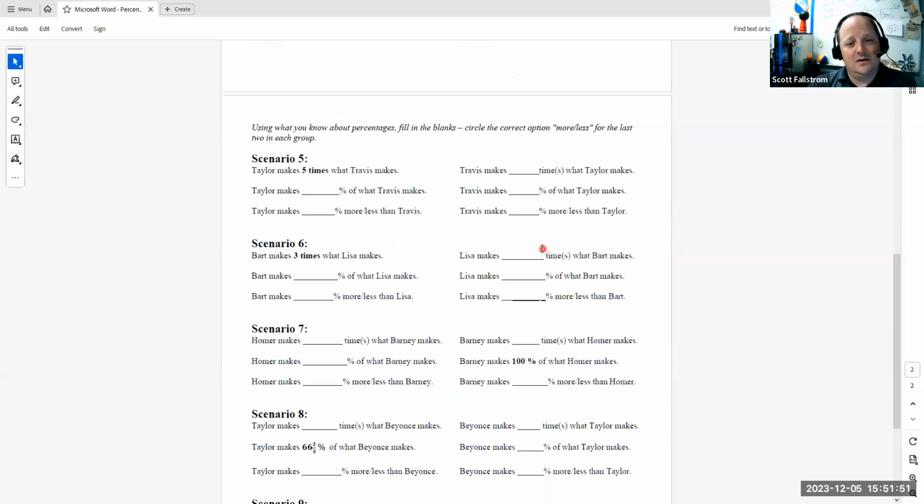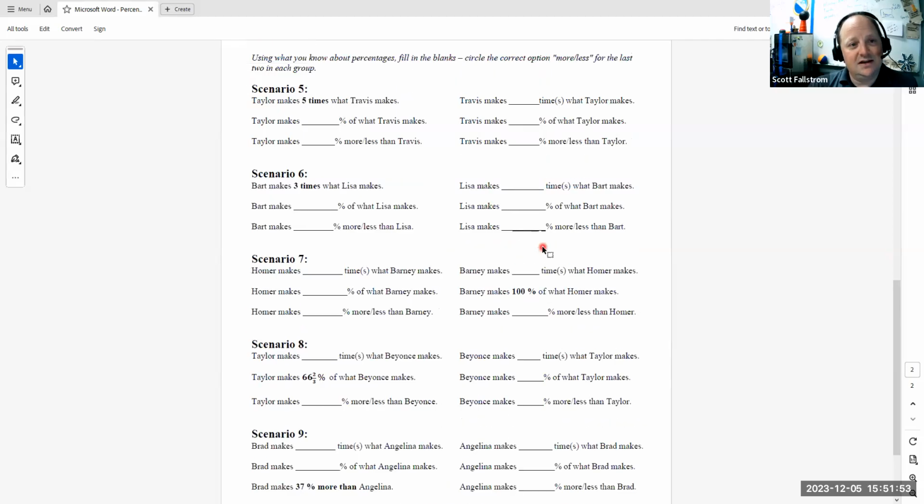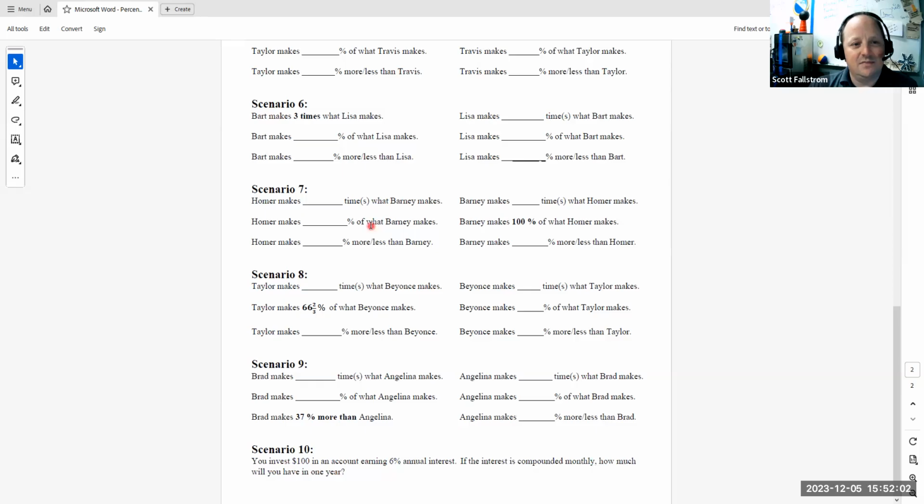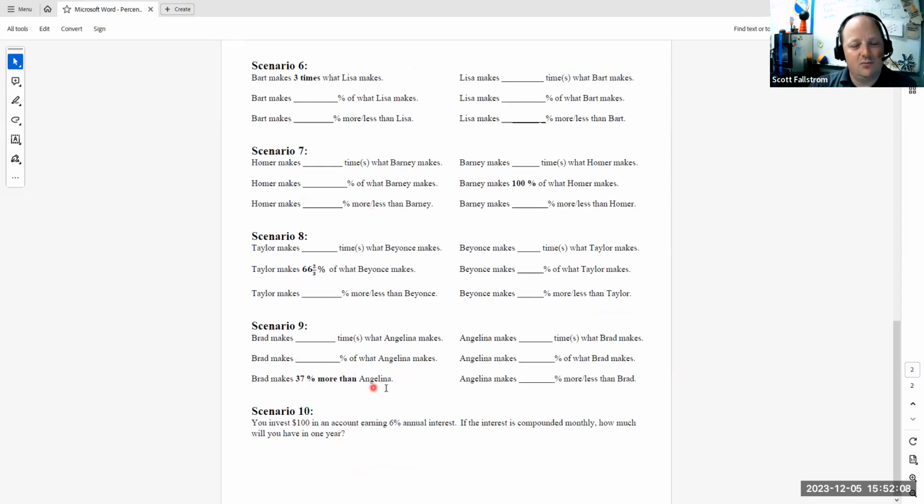And lastly, to try to push the idea that these are multiplicative. I know they say more or less, they do, but I want you to start saying more or less. I can think of that in many different ways. The way I want to think of it is as multiplication. Okay, so 37% more than something. Got it. That's 137% of what Angelina made, because you made all of what Angelina made, Brad, and then you made more.